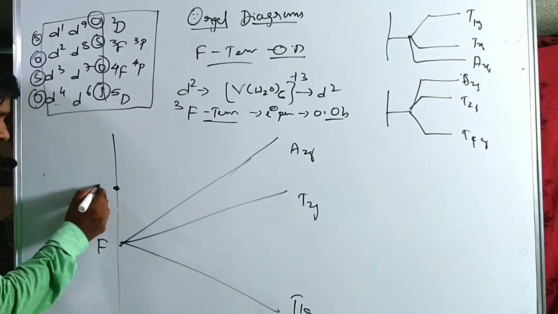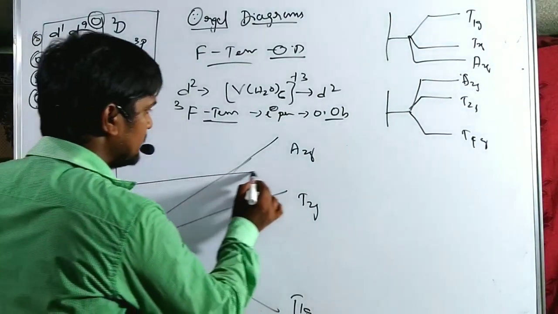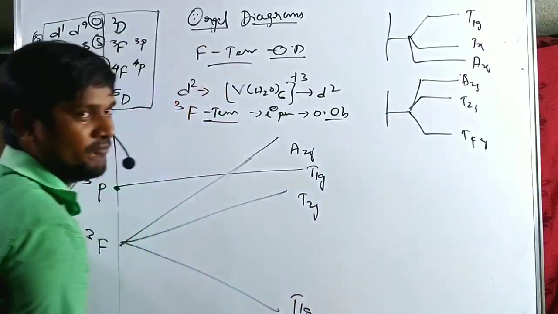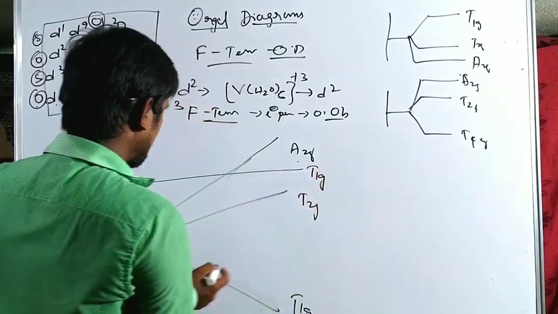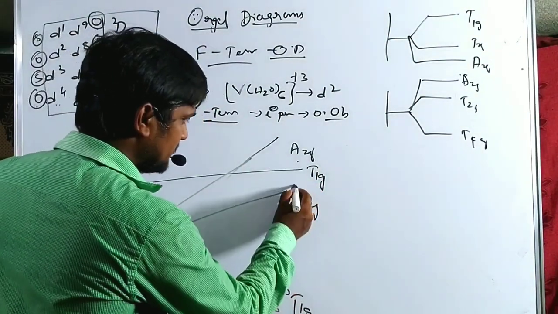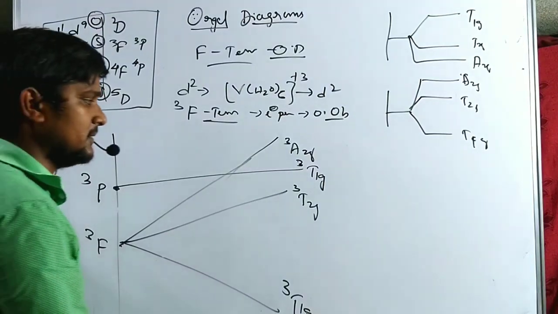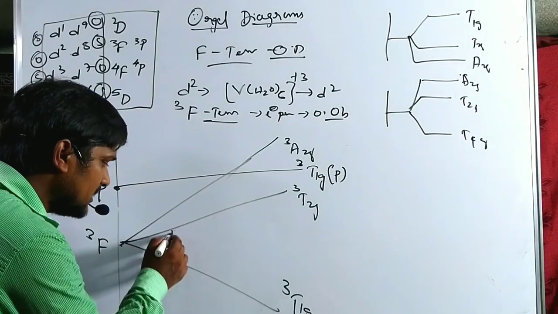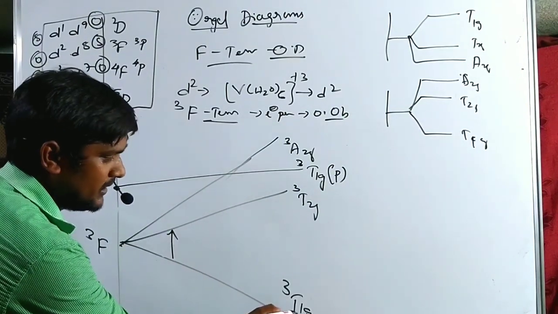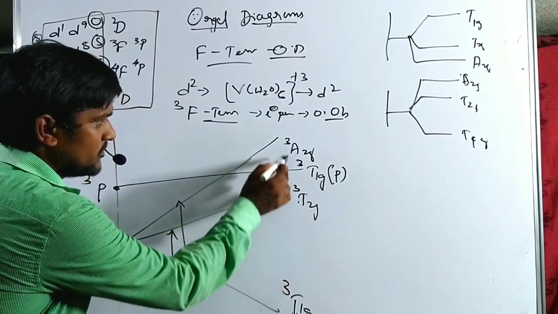Again, it has the first excited state, that means 3P, having a certain energy. The Mulliken symbol of P is T1g, as we already discussed in the previous lecture. The total terms have spin multiplicity 3, that's why all our spin multiplicities remain 3. Now this term belongs to P. Now we observe three possible transitions. One is 3T1g to 3T2g, and the second one is 3T1g to 3A2g.